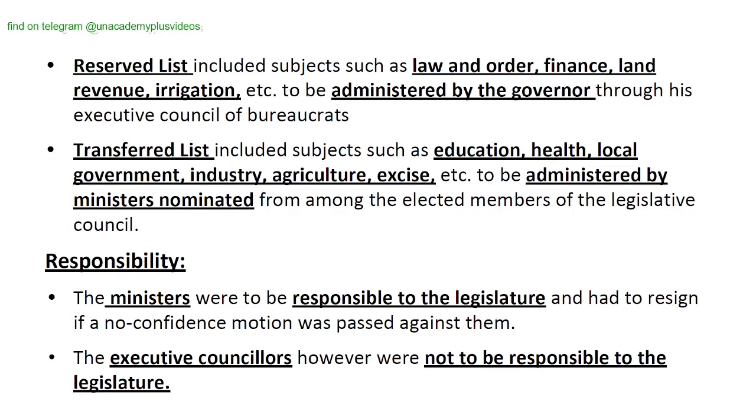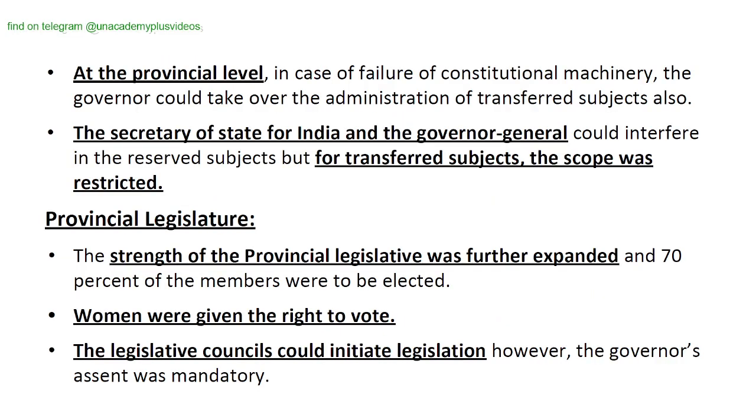Responsibility. The ministers were to be responsible to the legislature and had to resign if a no-confidence motion was passed against them. The executive councillors, however, were not to be responsible to the legislature. At the provincial level, in case of failure of the constitutional machinery, the governor could take over the administration of the transferred subjects also. The Secretary of State for India and the Governor General could interfere in the reserved subjects, but for transferred subjects, the scope was restricted.